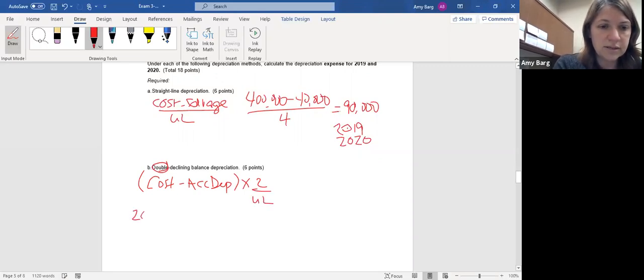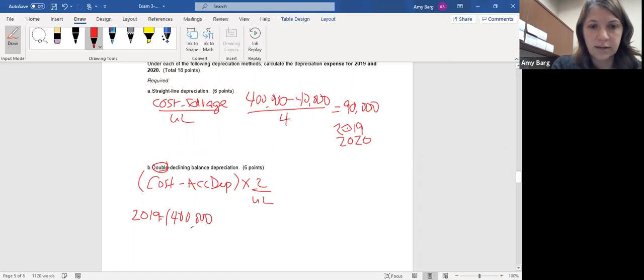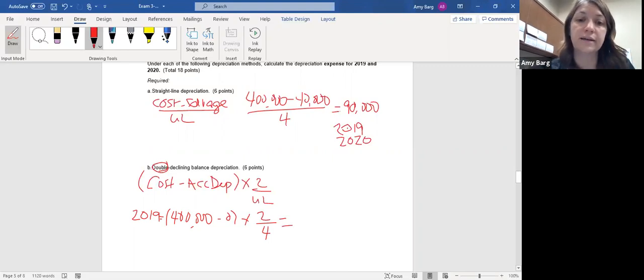So for 2019, it's 400,000. That was the cost. There's no accumulated depreciation yet because it's the first year, so that's just minus 0, times 2 over the useful life of 4. So 400,000 times 1/2 is just 200,000.